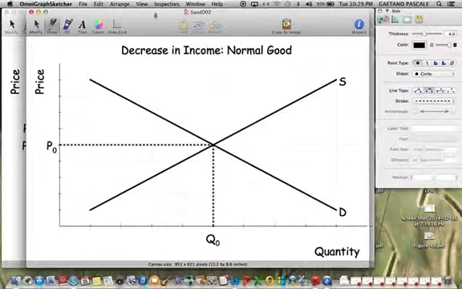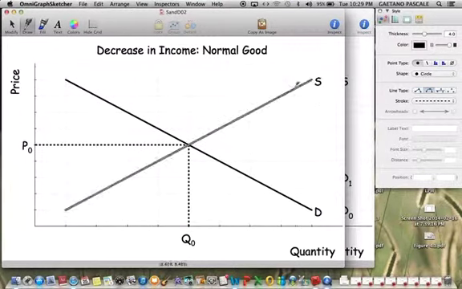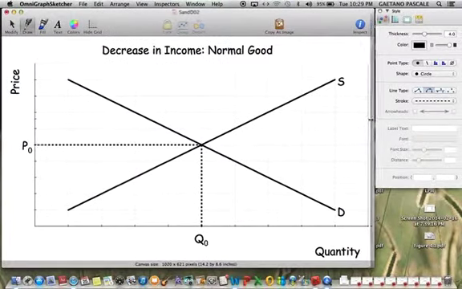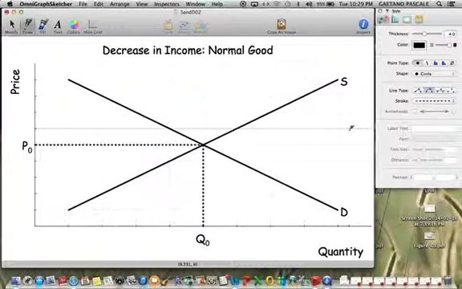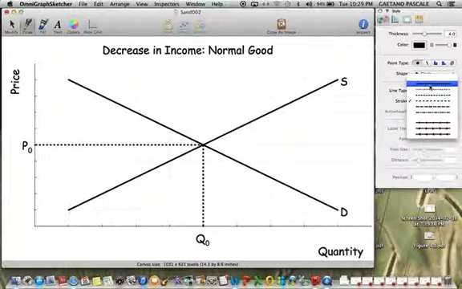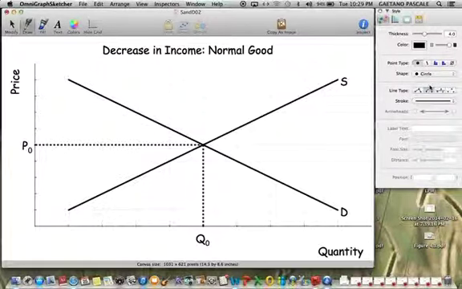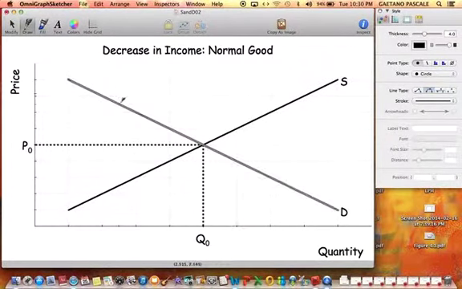Let's say we have a decrease in income for a normal good. Again, income is a determinant of demand, so we know the demand curve is going to shift. The question is, which direction is the demand curve going to shift? When there's a decrease in income for a normal good, we know that income and demand are positively related to one another. They're moving in the same direction. So if there's a decrease in income for a normal good, the demand curve is going to shift inward.